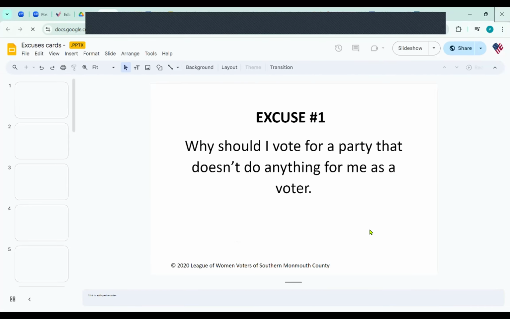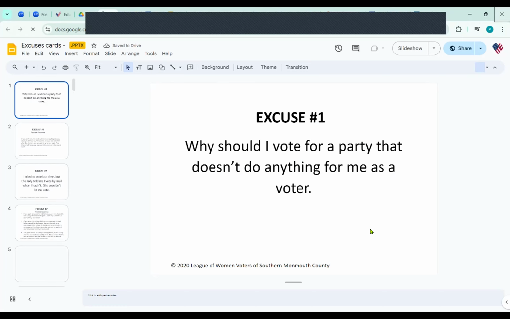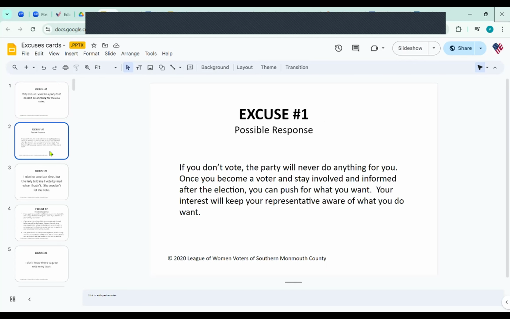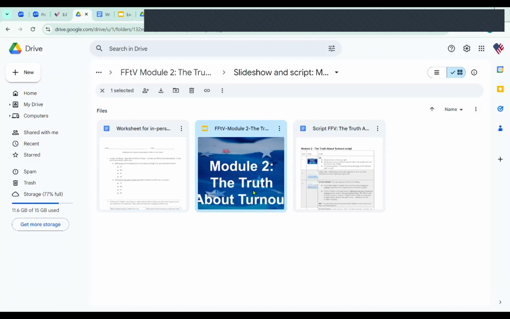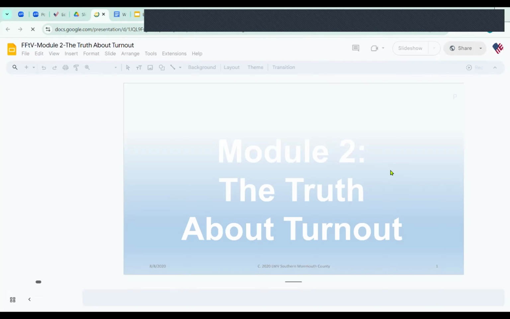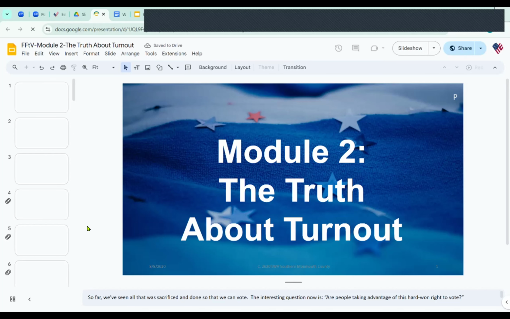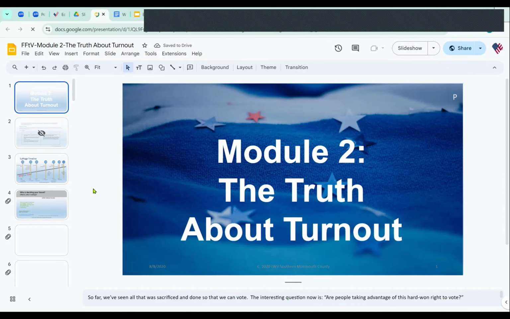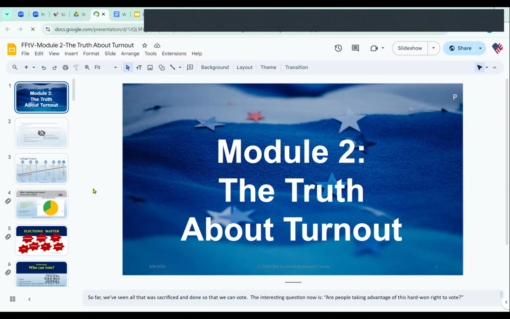And again, I don't have this set up as an 8.5 by 11 inch sheet, but I do print these cards again and give them out, and I print them front to back. So this is excuse one, and this answer is on the back of that card. All right, but you do have the script again, and then you have the slideshow. And this is one of my favorites, so I don't technically need the script anymore for that, so I'm not going to use it.